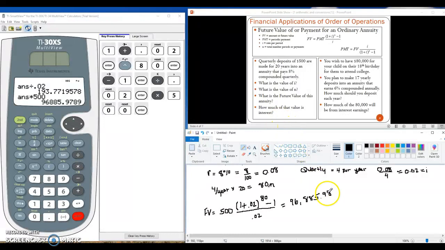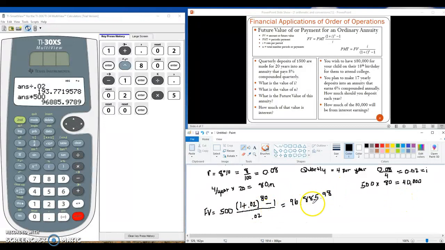So now the last question we have is, how much of that value is interest? We have a little bit more work to do than we did in previous problems, because I can't just subtract out 500. 500 was only one payment. So to figure out how much I paid in, we had calculated N was 80 payments or periods. So I'm going to take 500 each payment times the 80 payments that were made over the life of this annuity, and I do that math, and again you're welcome to use a calculator. I get $40,000 was paid in.